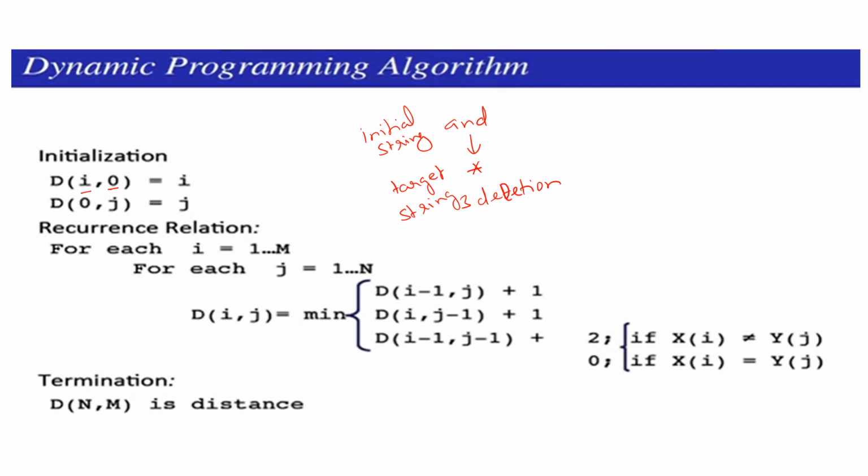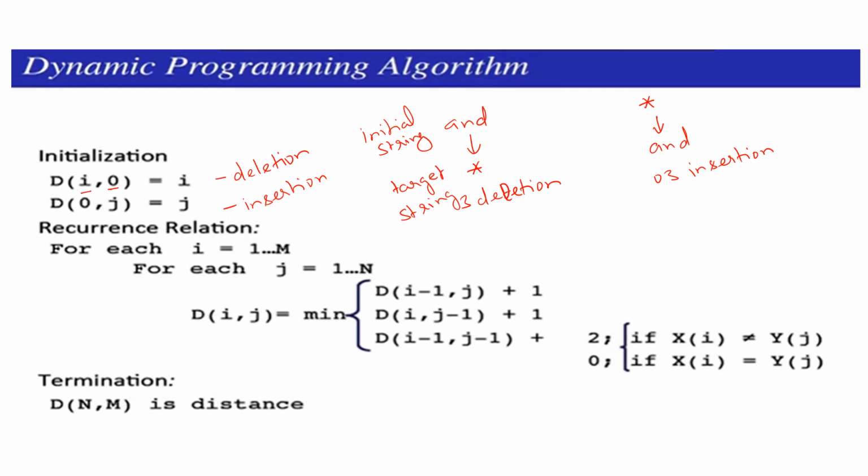Or if your initial string is empty and I want to convert it to the target string, in this case I need 3 insertions. I need to insert 3 characters, so there are j number of characters. So this is the base case for deletion, and this is the base case for insertion. I need to do j insertions. So the cost of my operation, because we have insertion and deletion here, is i or j.